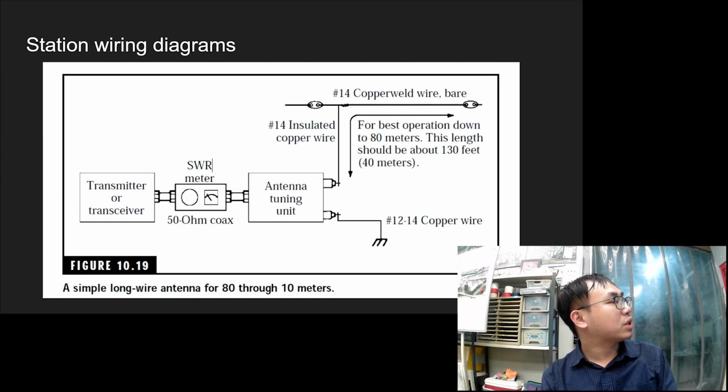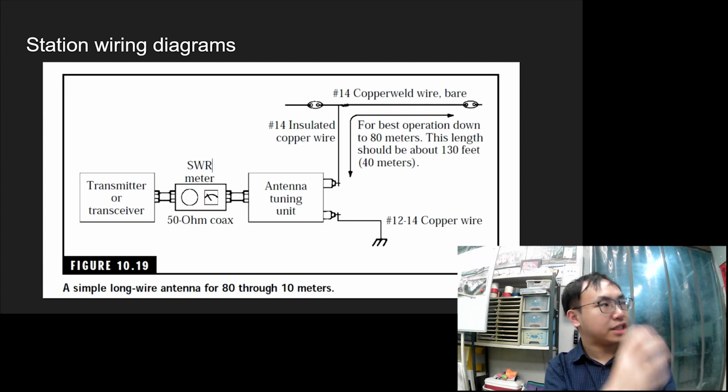Yes, this is one more example. Transmitter to SWR meter, SWR meter to antenna tuner unit, and to your antenna. This is the simplest form of setup.